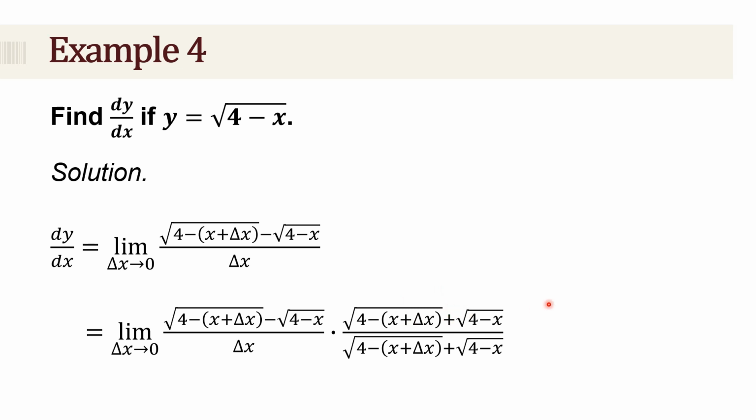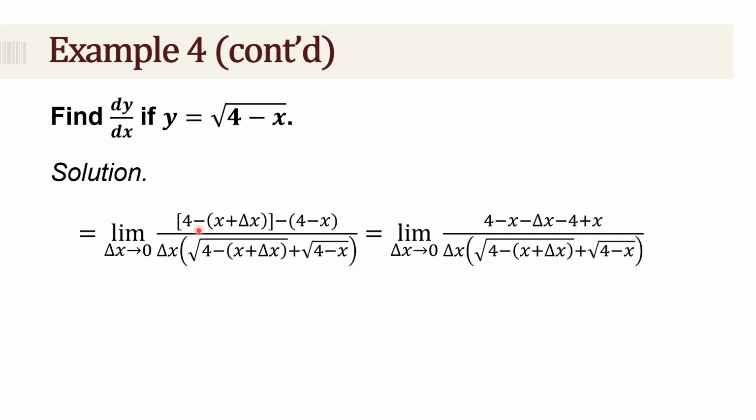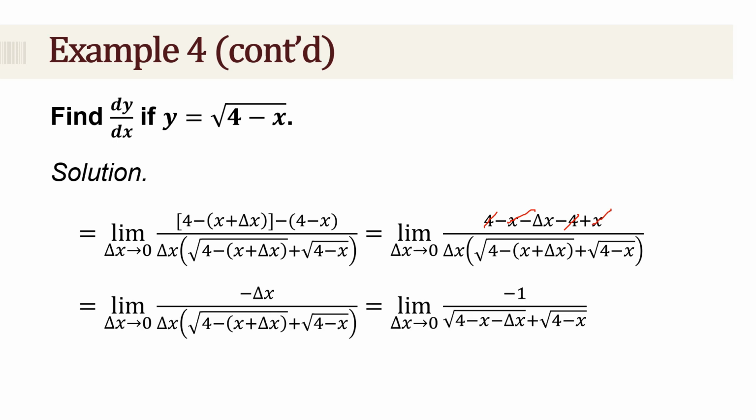So, ito yung conjugate natin. Pinalitan lang natin ng plus. So, both sa numerator at sa denominator, this gives 4 minus x plus delta x minus 4 minus x all over delta x times the quantity square root of 4 minus x plus delta x plus square root of 4 minus x. Now, if we remove the parentheses, we have 4 minus x minus delta x minus 4 plus x sa taas. So, pwede na natin itong tanggalin. Which leaves us with negative of delta x over delta x times the quantity square root of 4 minus x plus delta x plus square root of 4 minus x.